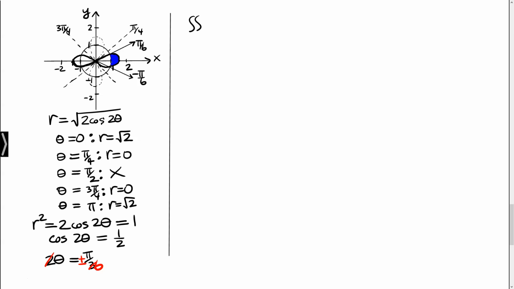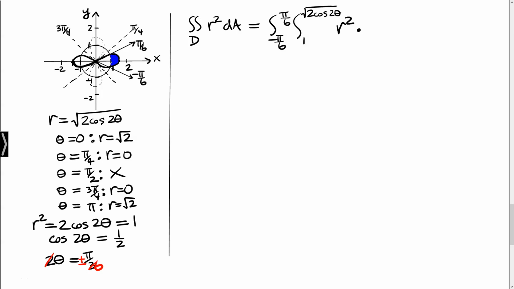So we need the integral of r squared dA. So this is going to be the integral where theta goes from minus pi over 6 to pi over 6, and r goes from 1 up to square root 2 cosine 2 theta. And we're integrating r squared times r dr d theta. Now, of course, r squared times r is r cubed. So we're going to end up evaluating r to the 4th over 4.